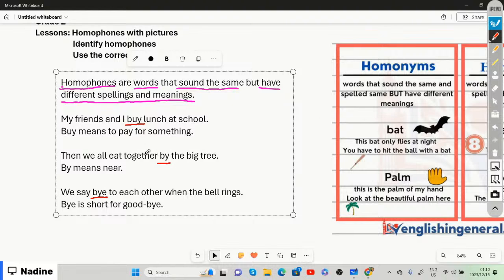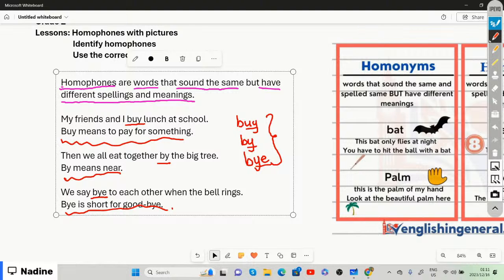So if you look at all three of these words, we have buy, then we have by, and we have bye. All three of these words sound the same. But as you can see, the spelling is different, and the meanings of these words are also different.